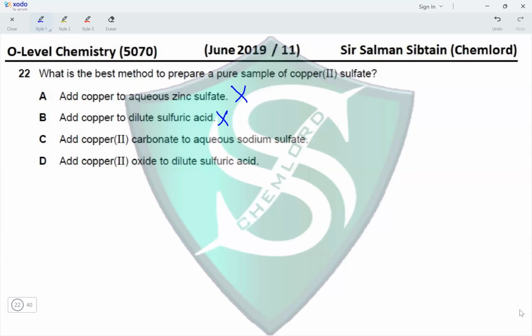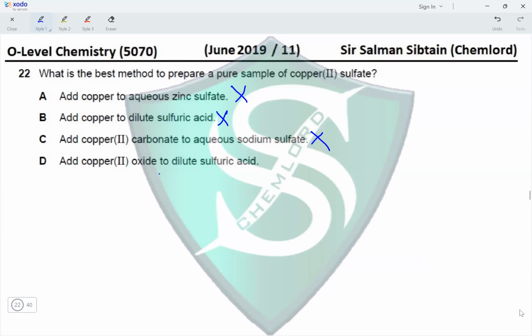But here we are having a displacement reaction taking place. Copper carbonate added to aqueous sodium sulfate. No, a double displacement reaction will not take place here. So this option is incorrect as well. Plus, we needed an insoluble salt reacting with an acid. So we have copper carbonate reacting with sodium sulfate. Both of them are salts. One of them is not an acid. So this is also another reason why this reaction will not occur, and it's not the method of preparing a pure sample of copper 2 sulfate.